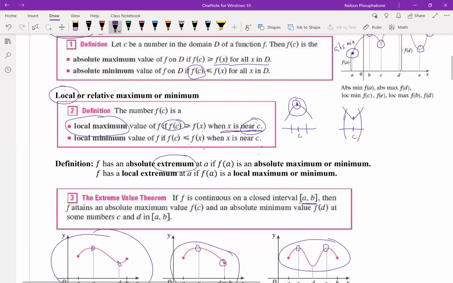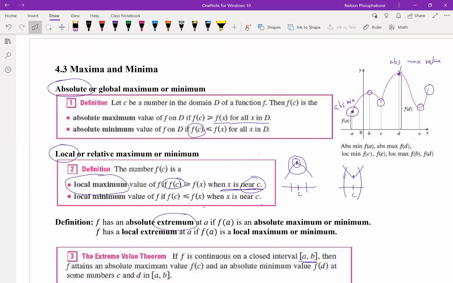And then let's look at this picture right here. You will see that we will have some critical numbers. Let's see how many critical numbers that we have. From left to right, we will have B, C, D, and E. We have four critical numbers.